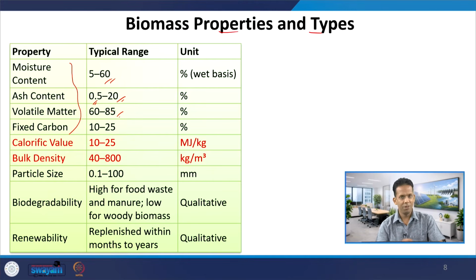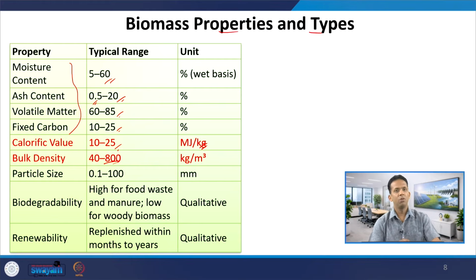Volatile matter is 60 to 85, and fixed carbon is around 10 to 25. It is this fixed carbon which stays in the biomass when it is converted to, let's say, a solid product called biochar, which can be used for storing carbon underground. Calorific value ranges from 10 to 25 megajoule per kg. Bulk density varies from 40 to 800, because it depends.